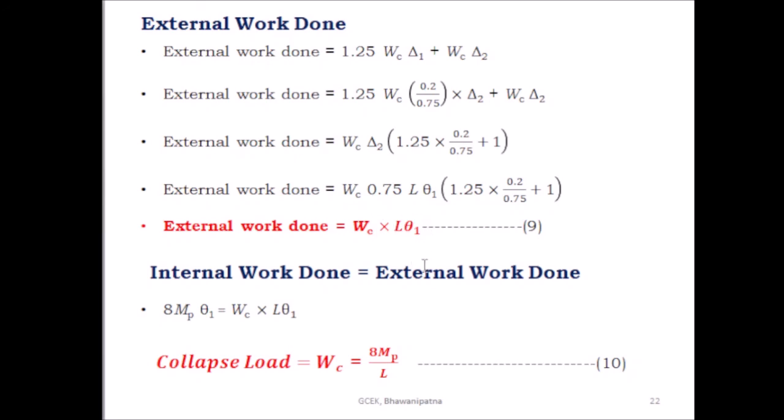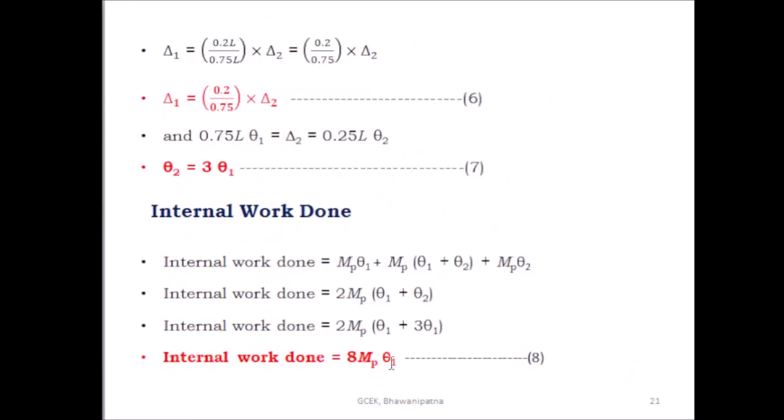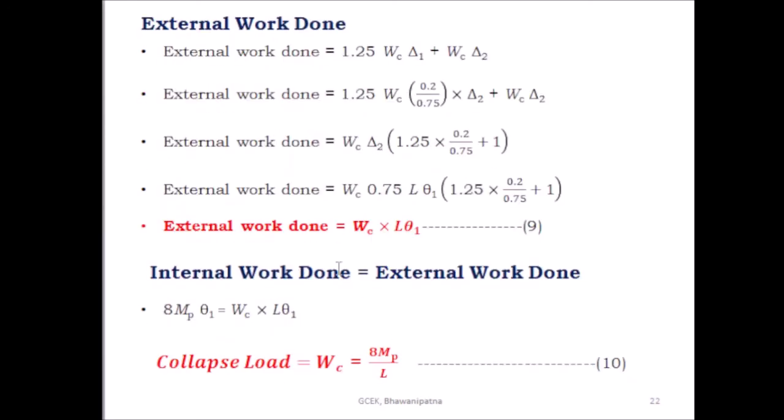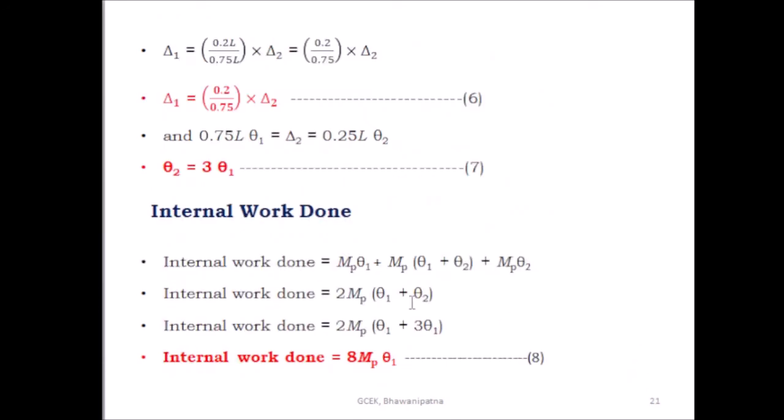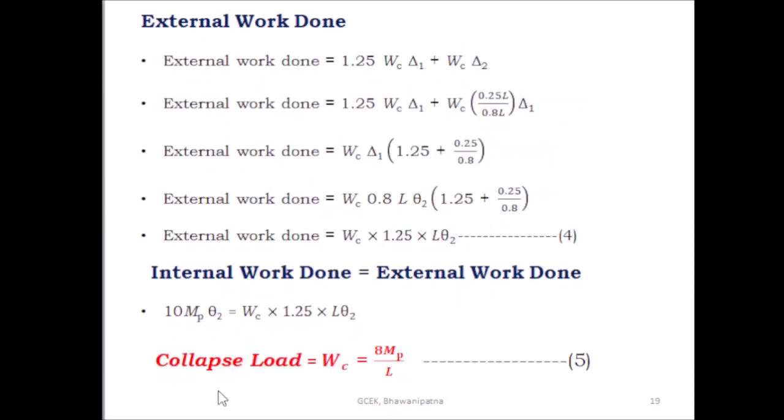Then the collapse load can be determined by equating the internal work done to the external work done. So internal work done is equal to external work done. Here we know internal work done is equal to 8 MP into theta 1 and the external work done is equal to WC into L theta 1. So from this relation we get the collapse load WC is equal to 8 MP divided by L. This is equation 10. So from mechanism 1 we get the collapse load, this is 8 MP by L.